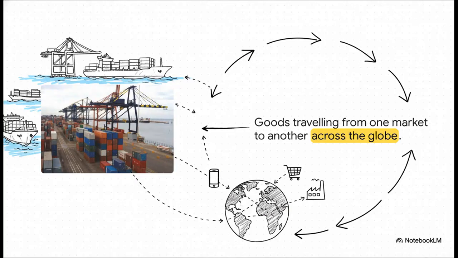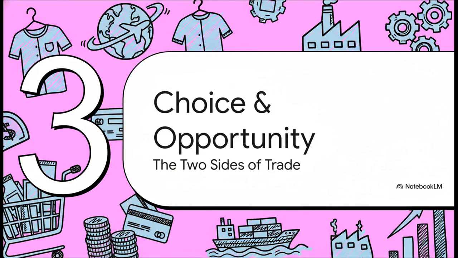This picture here gives you a great idea of what it looks like. Imagine these huge ships carrying thousands of containers traveling across the oceans. Each one of those containers is filled with goods, moving from one country to another. This is how a product made in a factory in one part of the world reaches a shop in another. Now, foreign trade is interesting because it affects two different groups of people in two different ways. It affects us, the buyers or consumers, and it also affects the producers, the people and companies who make the goods. Let's understand both sides.